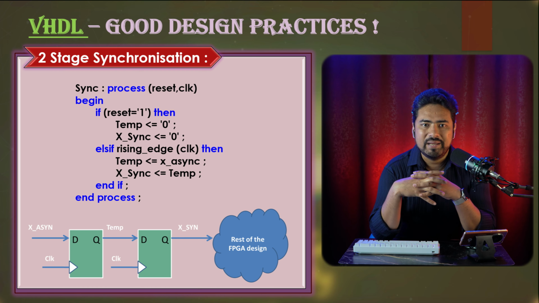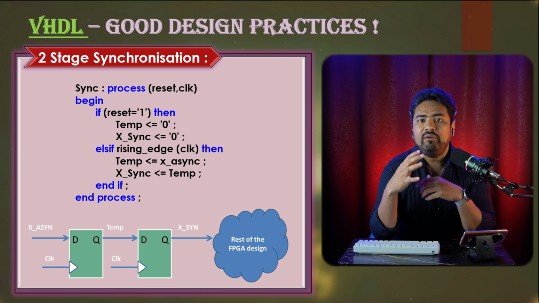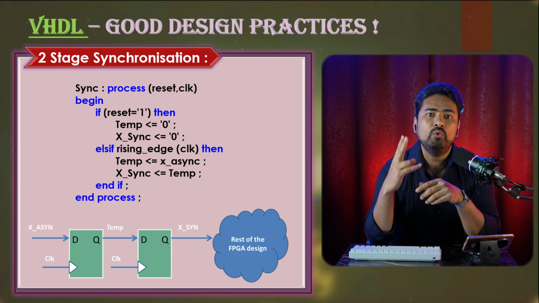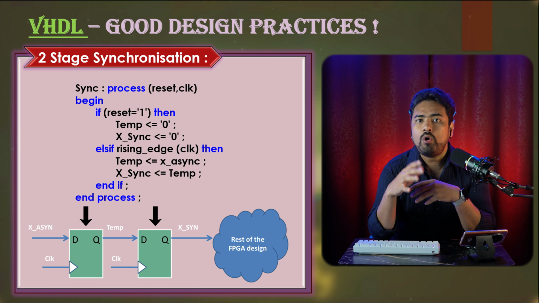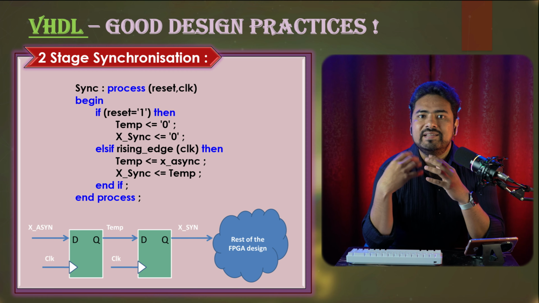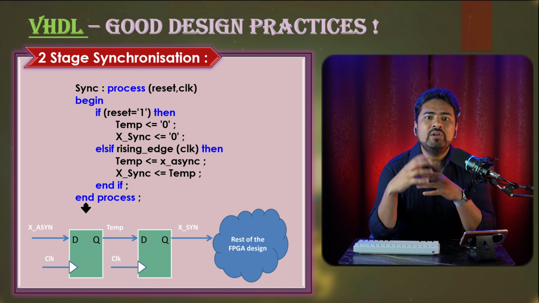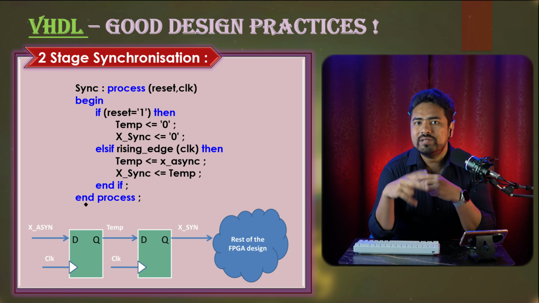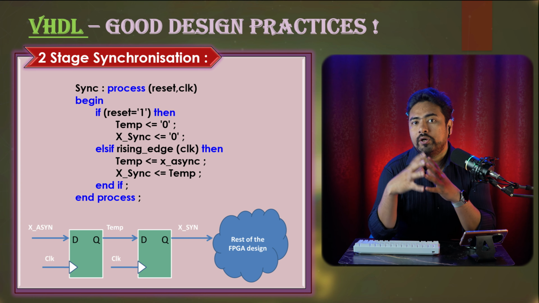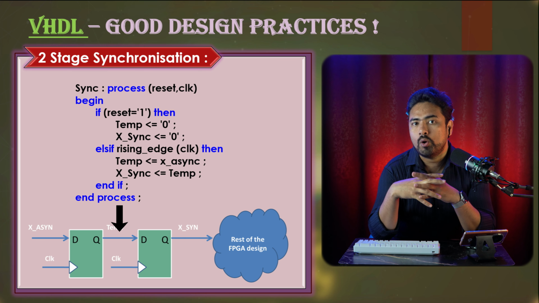Let's look at this simple example. We have an asynchronous input named X async and we want to synchronize this input. So we pass this input through two flip-flops inside the FPGA. And now the output of the second flip-flop is synchronized to our clock signal, and it is ready to be used by the rest of your FPGA design without any timing issue. This is called a two-stage synchronizing chain because it uses two flip-flops to synchronize your asynchronous input. It is important to note that you should not have any combinational logic between these two flip-flops.